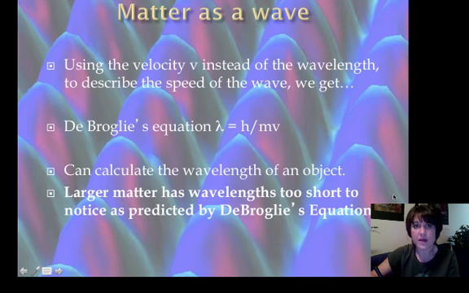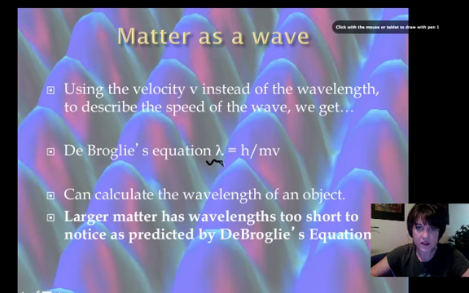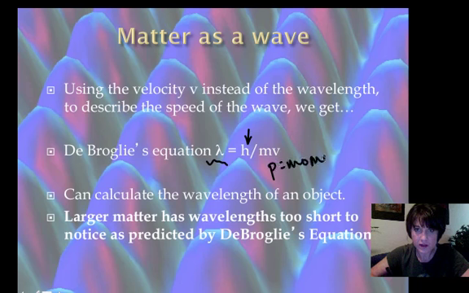So we see matter as a particle, but matter also has wave-like behavior. So de Broglie said that the wavelength of any object is proportional to Planck's constant and inversely proportional to the momentum. Momentum being the mass of the particle times the velocity of the particle.